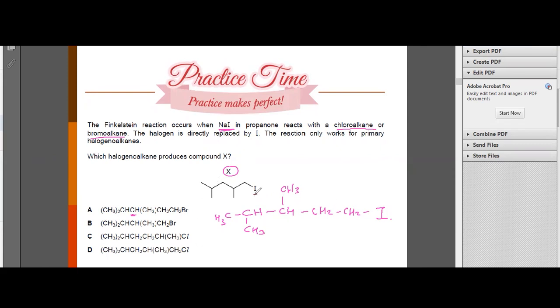You can see that this is I. Let me use the green color. This is I. CH2 here. It should be CH2, CH2 again, right? But in the structure of X, you can see that this is a branch. The methyl group should be here. So A is wrong.